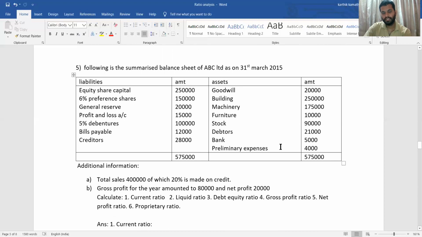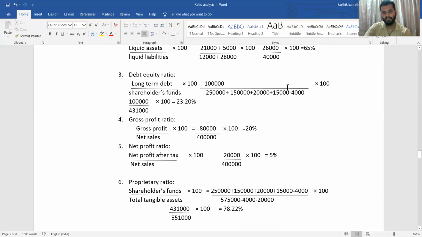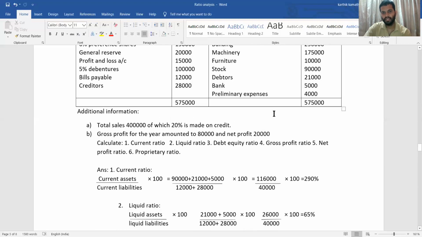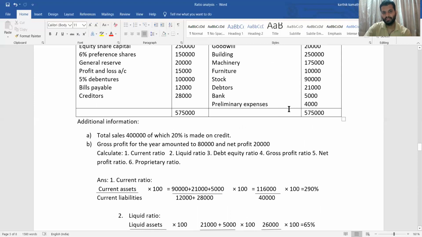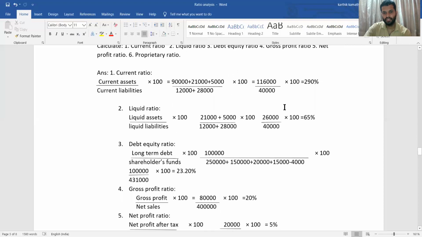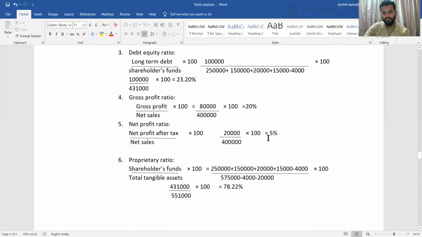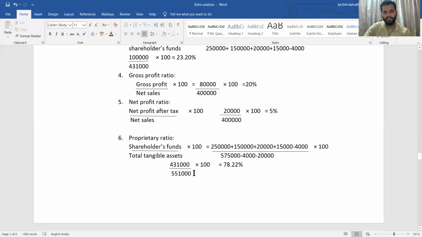So total asset side balance 5,75,000 minus goodwill. Goodwill is intangible, so deduct goodwill, that is 5,75,000 minus 20,000 and minus preliminary expenses. Preliminary expenses also you are going to deduct, that is 4,000. So total tangible asset will be 5,51,000 into 100. So 4,31,000 divided by 5,51,000 into 100, you'll get 78.22%.